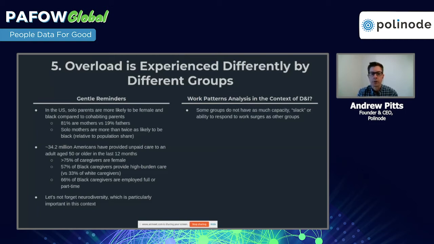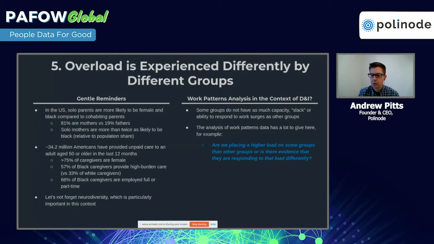Well, they might not have as much for various reasons. And this is related to the D&I question. The analysis of work patterns data has a lot to give here. So for example, questions like, are we placing a higher load on some groups than other groups? Or is there evidence that they are responding to that load differently?